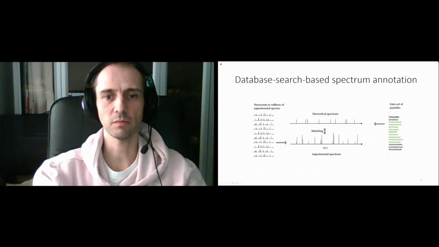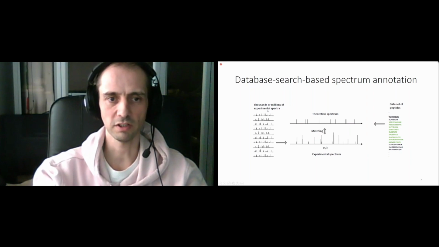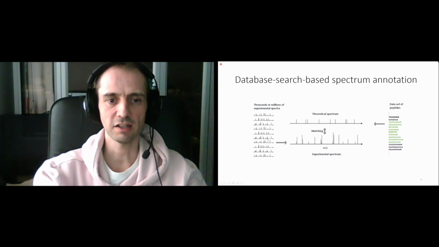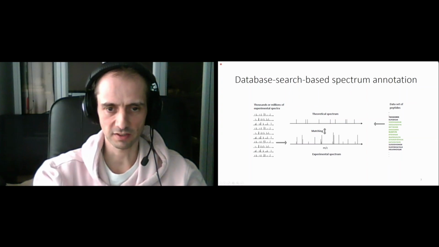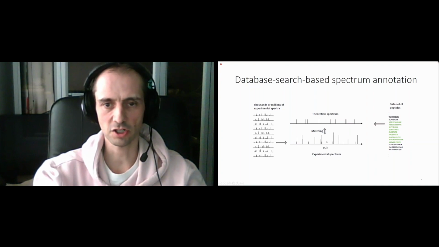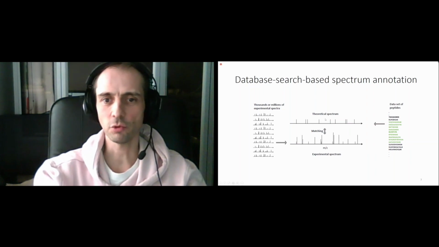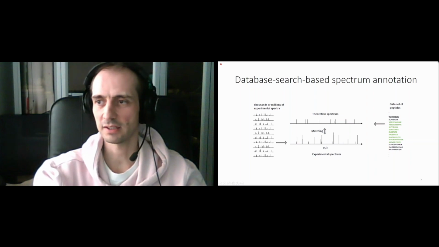Okay, so now I'm talking about the very same things, but in a visual form. So we have thousands or millions of experimental spectra from one instrument, from one experimenter. And then one experimental spectrum, this one, is just enlarged here. It is compared against a set of candidate peptides. The candidate peptides here are marked with green. And then you generate some kind of theoretical spectrum from this peptide sequence, and then you match this observed experimental spectrum to this theoretical spectrum.